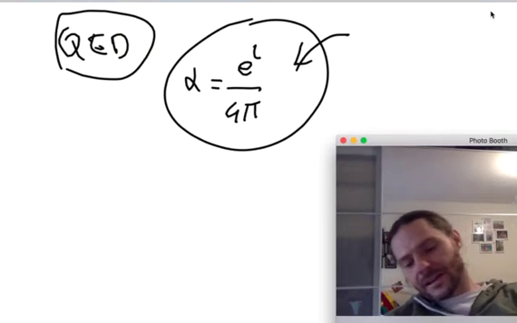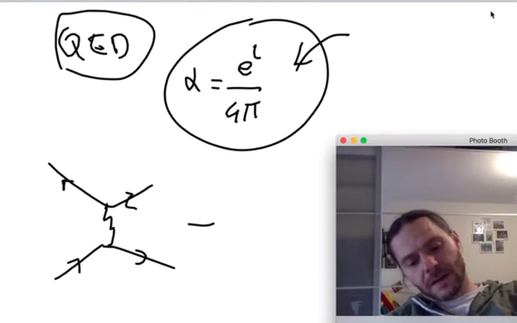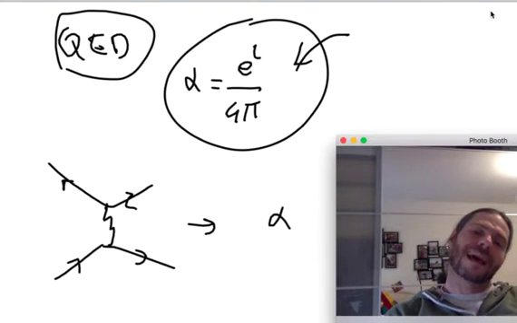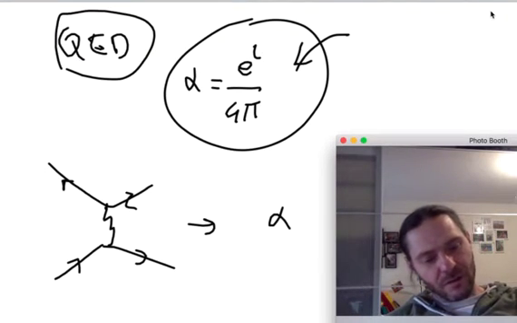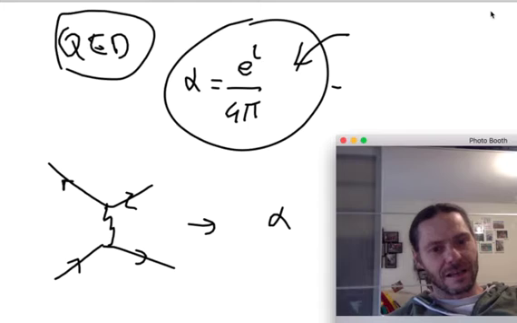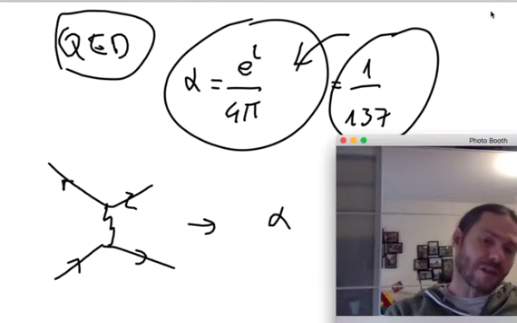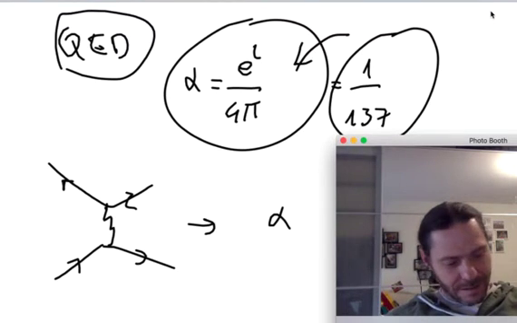But when you compute, say, the scattering of an electron or of a positron by exchanging a photon, a typical QED problem, then your cross-section will be proportional to alpha. And people say, wow, fantastic, QED is perturbative because if I work out this number in natural units, it is 1 over 137. That's a small number. It's a small dimensionless number. Therefore, I expect to have perturbation theory working beautifully.